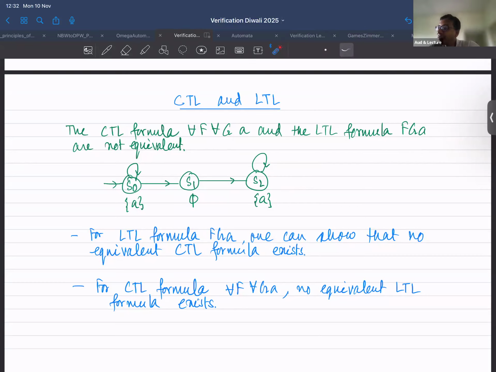The Kripke structure satisfies the LTL formula or the CTL formula? It satisfies the LTL formula.